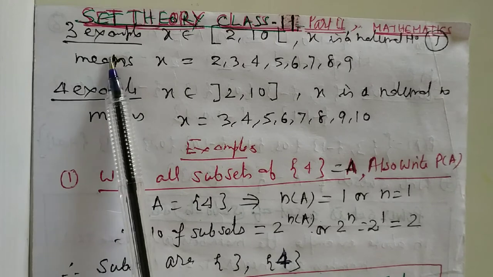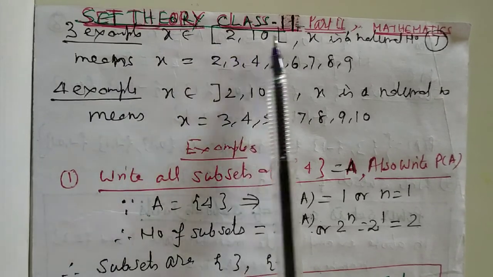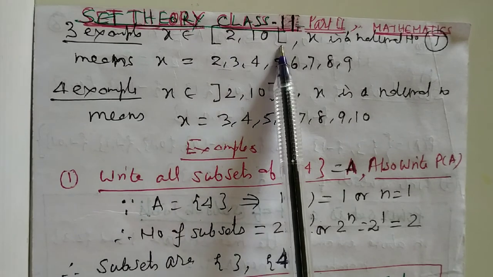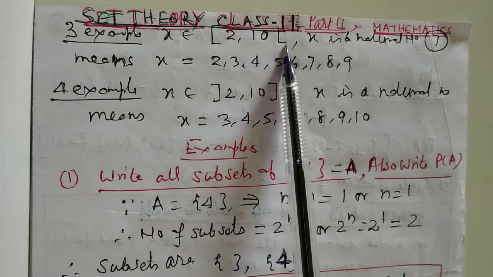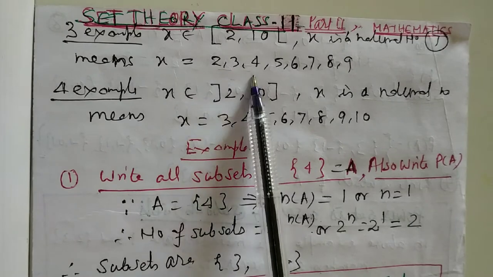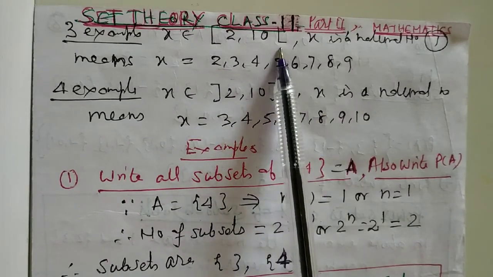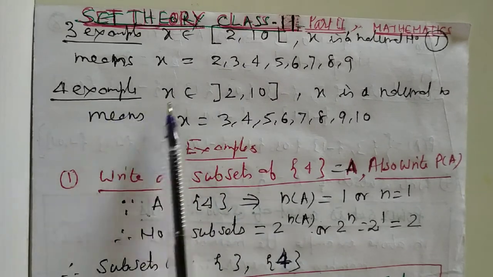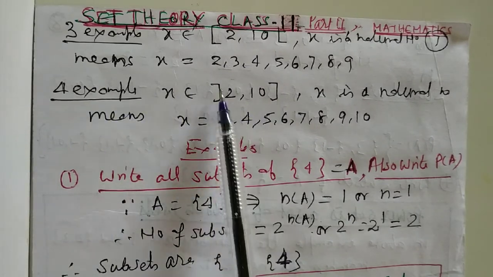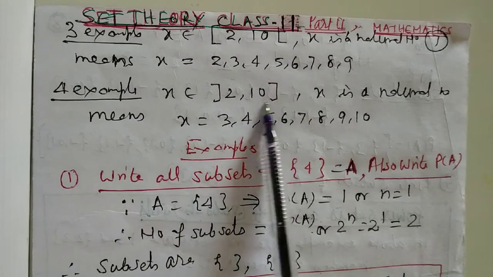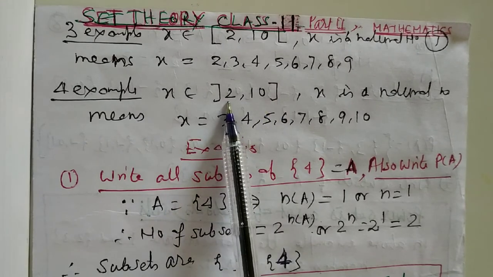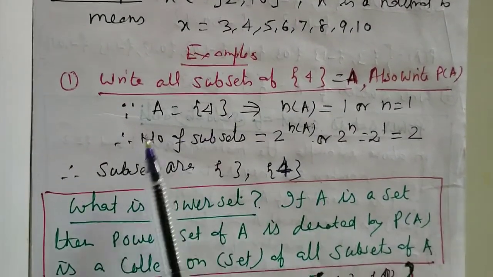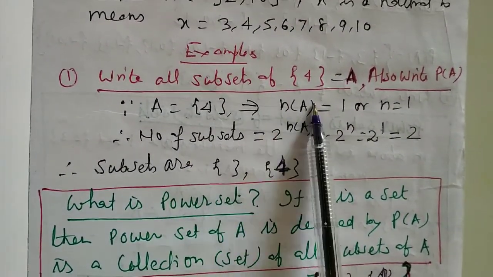Continued example number 3. X belongs to 2 to 10. 2 is closed, you have to take 2. 10 is open, not to be taken. So 2, 3, 4, 5, 6, 7, 8, 9, and 10 is not taken. This is open. Likewise, X belongs to 2 to 10, where 2 is open and 10 is closed. So 2 is not taken. So 3 to 10.